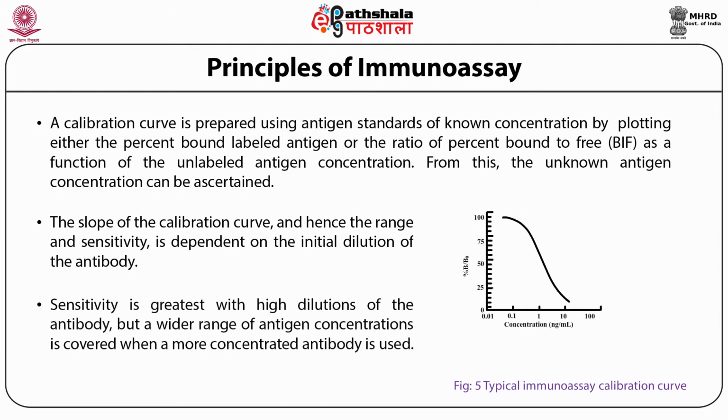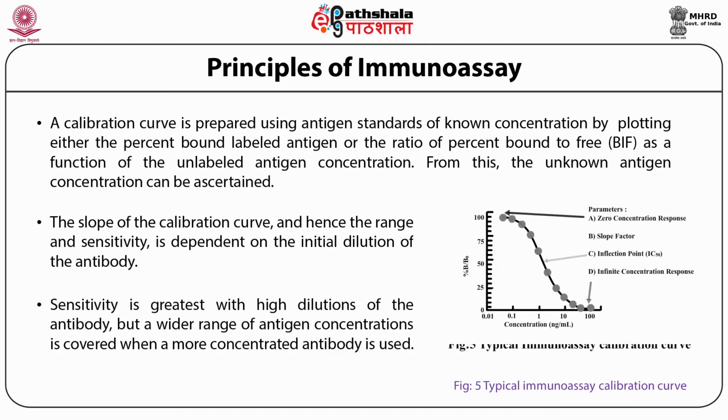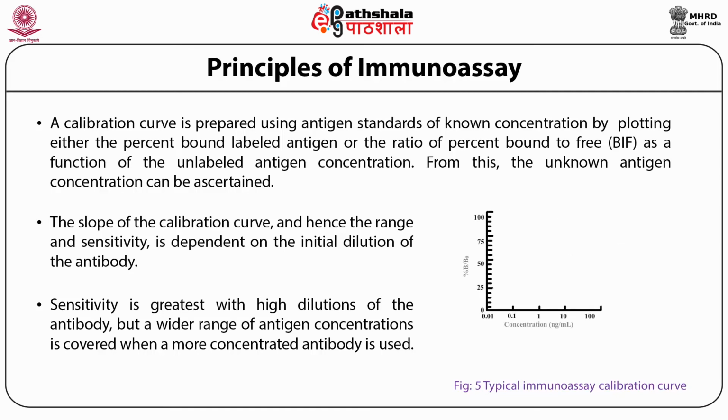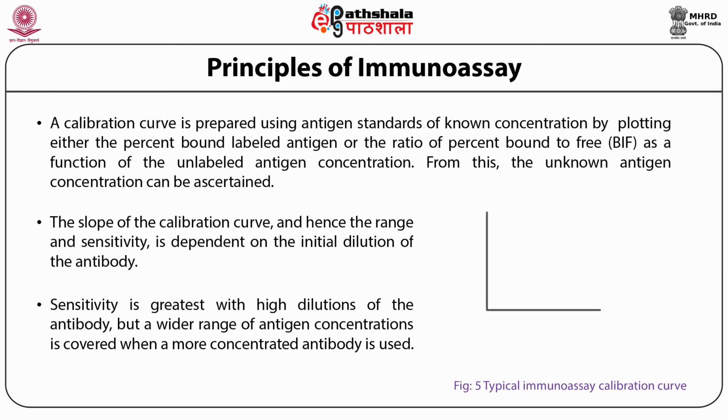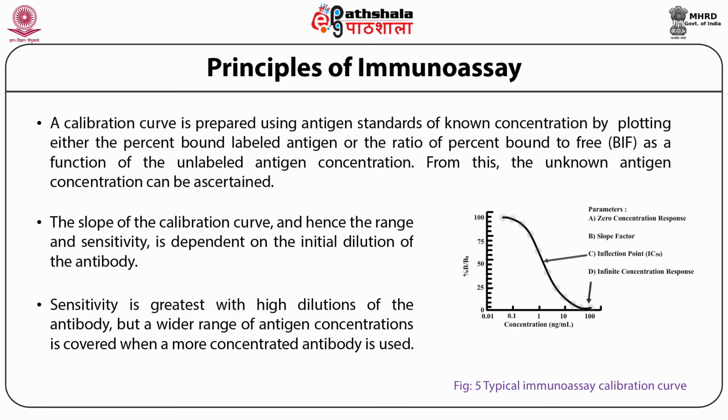The sensitivity is greatest with high dilutions of the antibody, but a wider range of antigen concentrations is covered when a more concentrated antibody is used. Also, as mentioned above, to obtain a very high sensitivity, it is advisable to use a dilution of antiserum that will bind about 50% of the labeled antigen in the absence of unlabeled antigen.